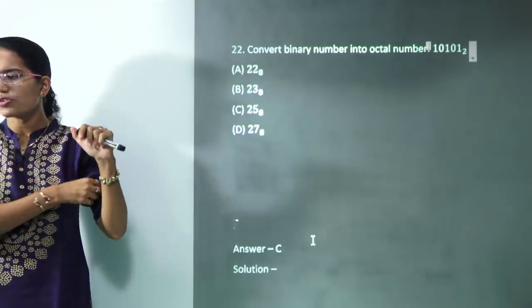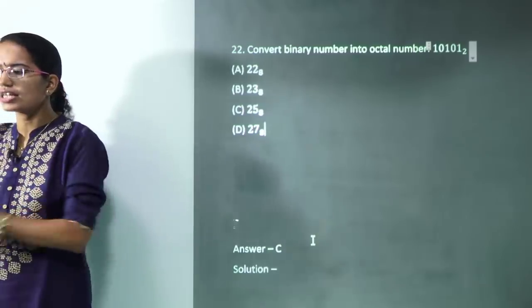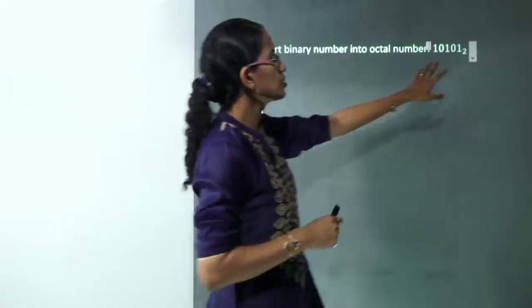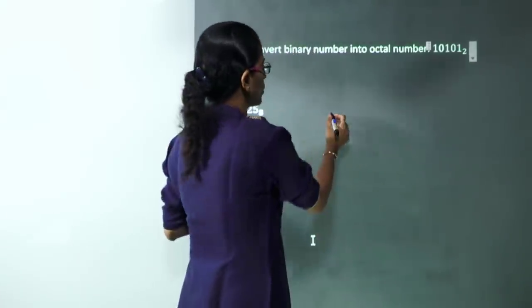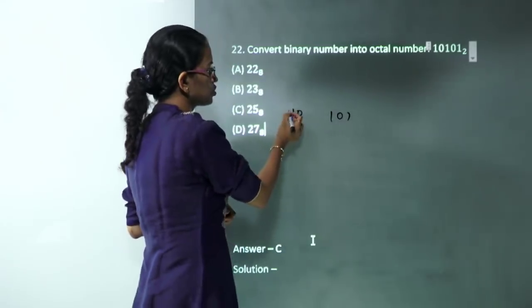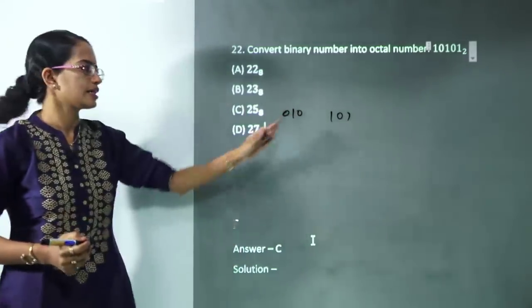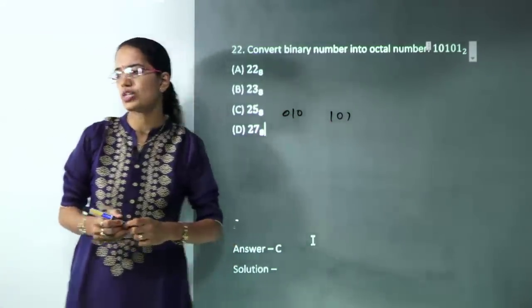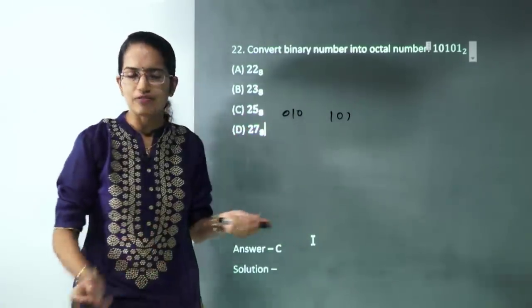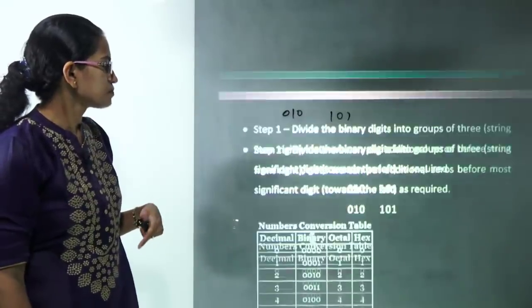Oh great, a lot of you have come up with the correct answer. So C is the correct answer. What you have to do is simply break this number into two groups of 3. So you have 101 as one of the numbers and 10 as the other. Since it's just 2 digits, you would include a 0, and then convert each group. So you would have 2 and 5. When you put 2 and 5 together, it would be 25. That's the correct answer here.